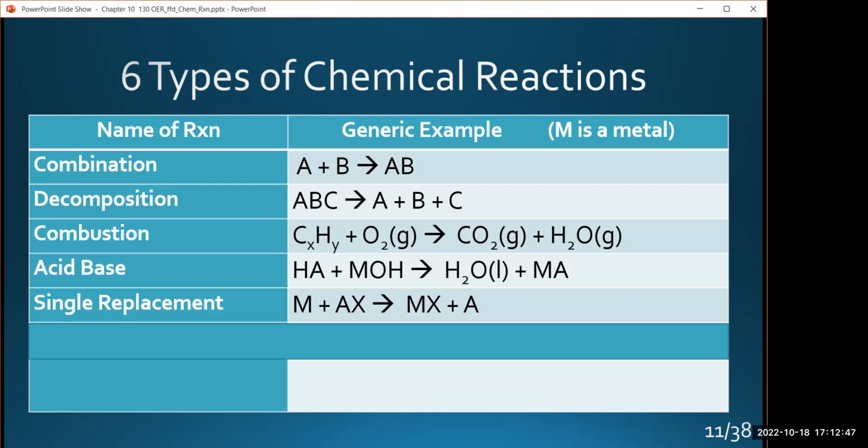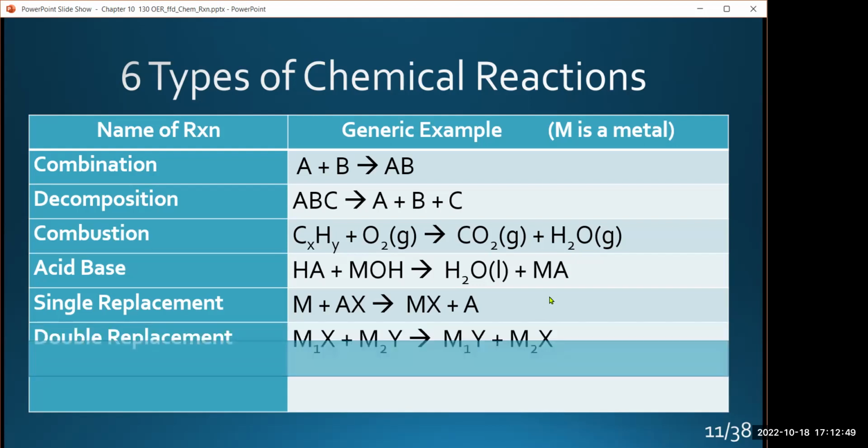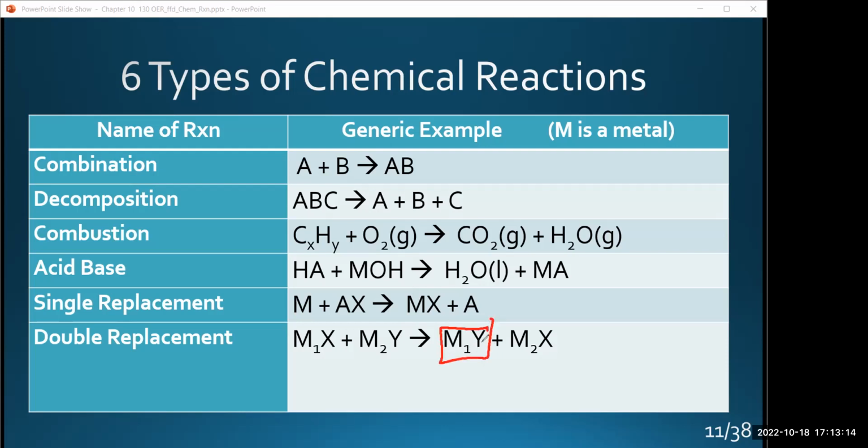We use that. And then finally, the one we just talked about was a double replacement reaction, okay? Where that subscript there doesn't mean it's one M or two M's. That just means it's two different types of metals here. So metal one exchanges partners with metal two to generate M1X and then the other one is M2X.